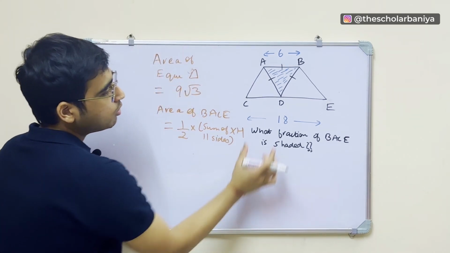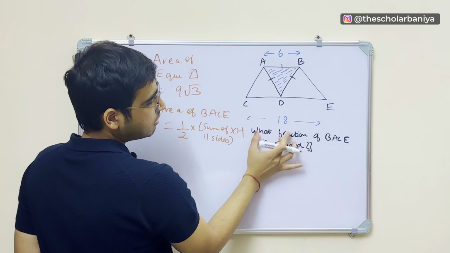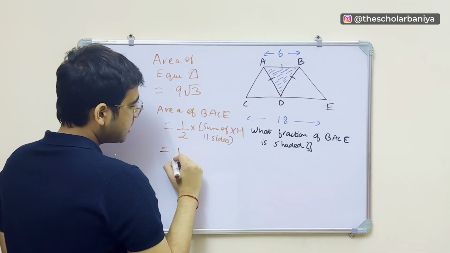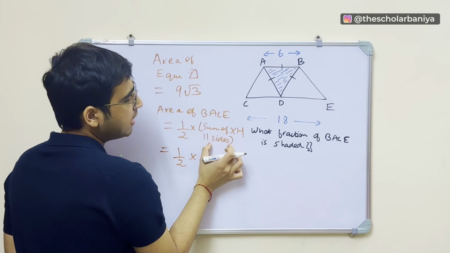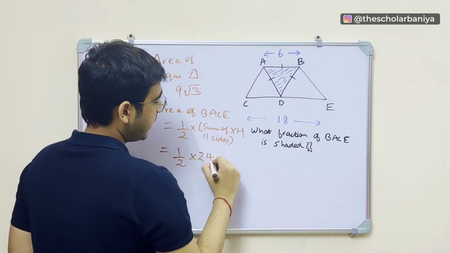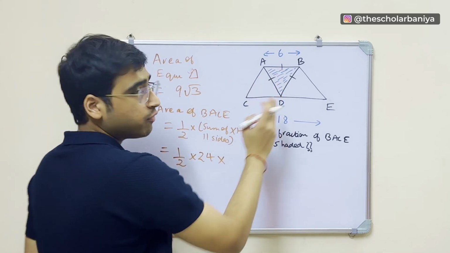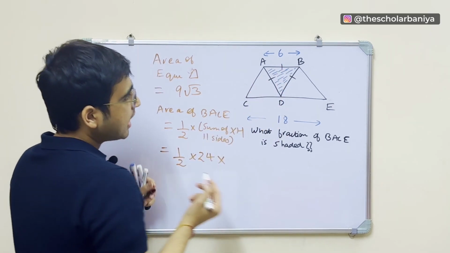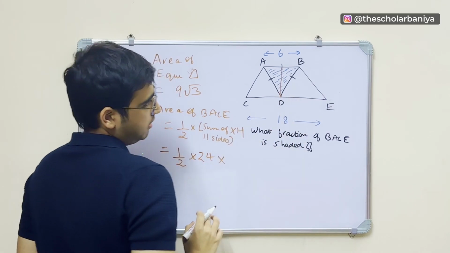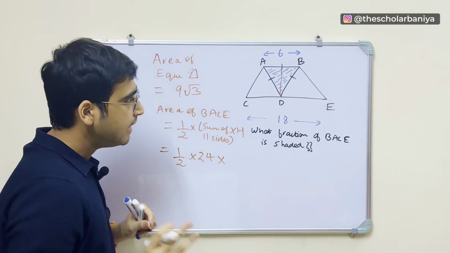So we already know that this side is 18 and this side is 6. So the sum of parallel sides is 18 plus 6, which is 24, right? Into the height. Now we need to find out the height. So what is the height? Basically the height is this part, right? This is the height. So how will we find the height?